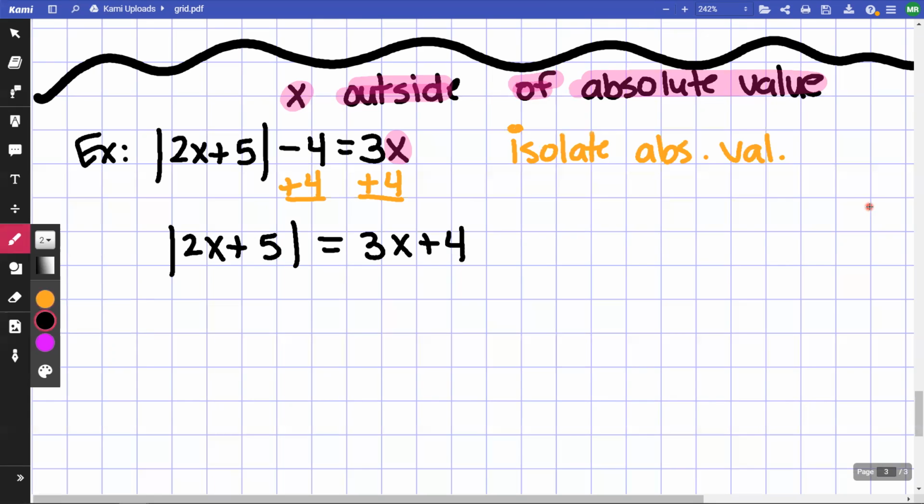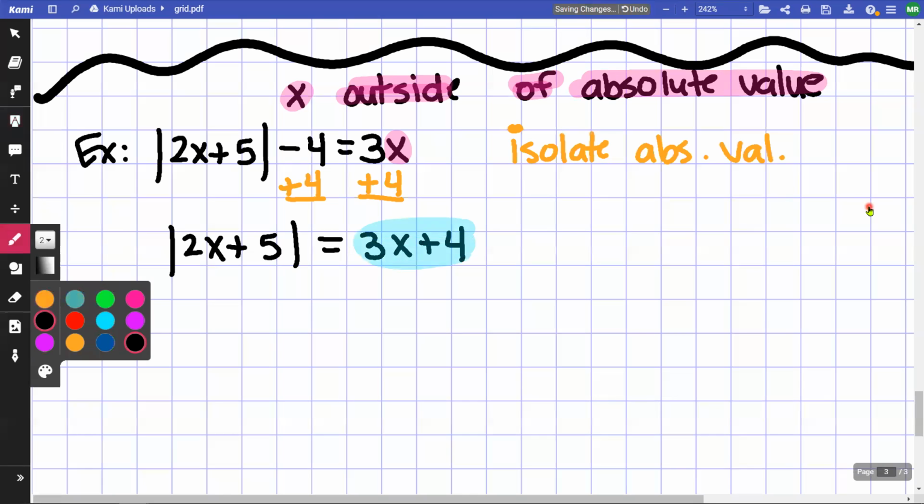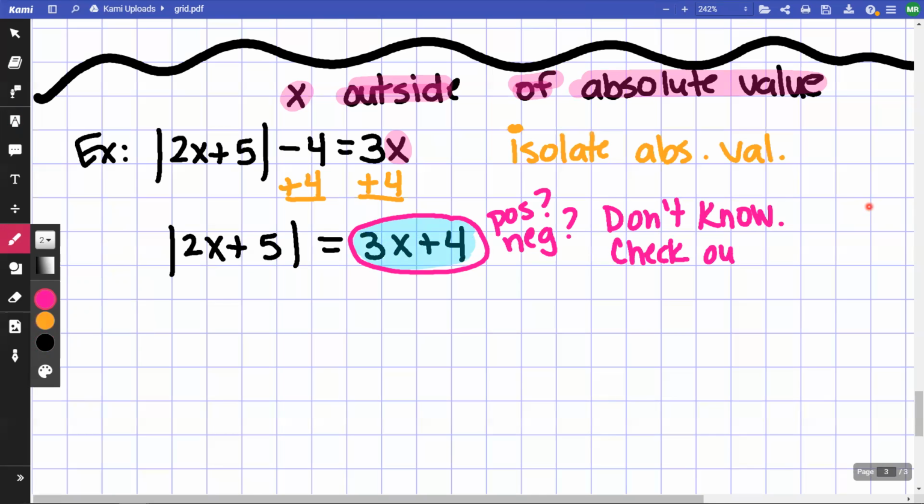Now, once I get it isolated, I look at this side and decide if this is positive or negative. So that's what we're trying to decide here. Is this positive or negative? Positive, question mark, negative, question mark. Well, if you have an x there, you don't know. So what that means is we're going to solve this, and at the end, we're going to check our answers here.